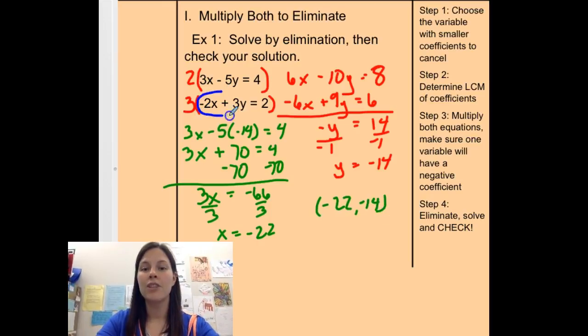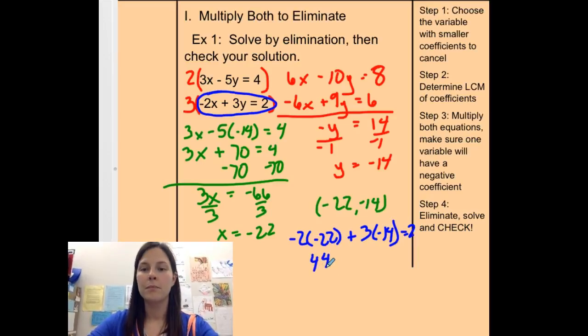Using the equation I did not use to solve for x to check, I'm going to substitute -22 in for x. -14 gets substituted for y. And we'll see if we get 2. -2 times -22 is +44. 3 times -14 is -42. And 44 minus 42 is 2, so our answer checks out.